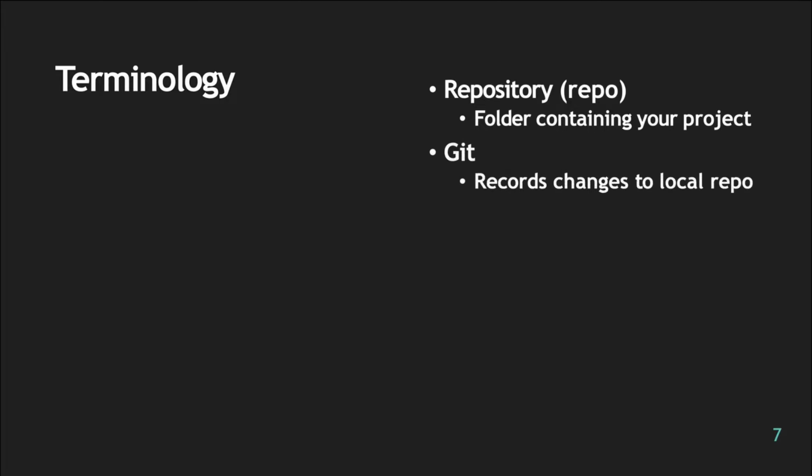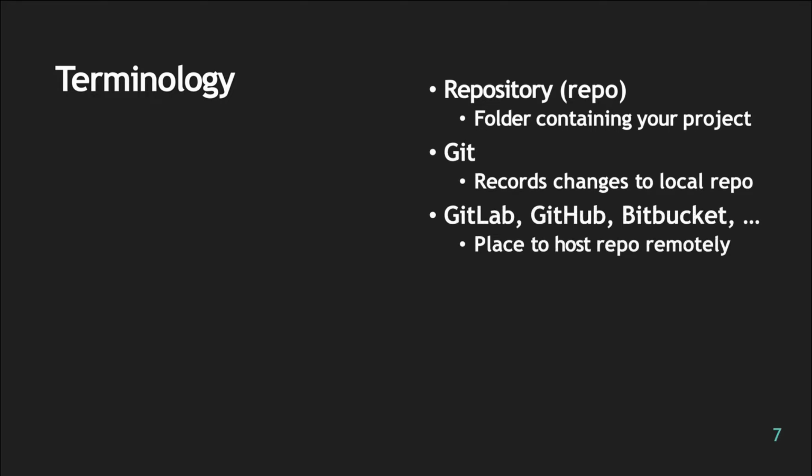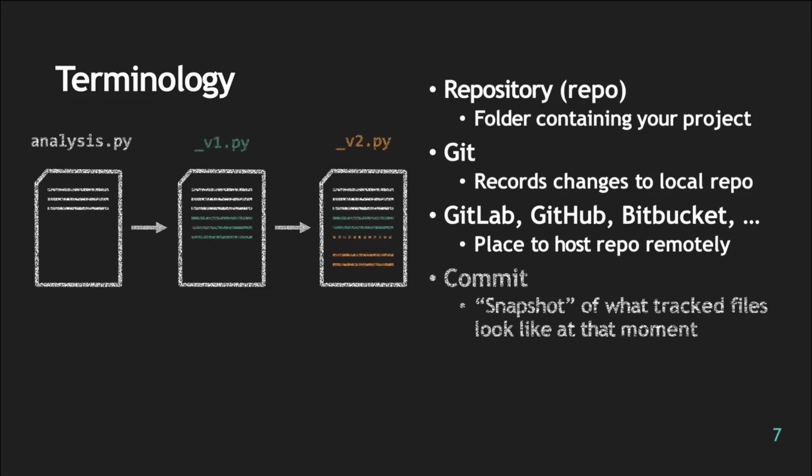The next one is Git itself, and that's the tool that records these changes and saves them locally. And then I mentioned platforms like GitLab or GitHub or Bitbucket, and there are actually many more. The first two are probably the most well-known ones. These are cloud services, and they offer a place to host your repository and share it with others.